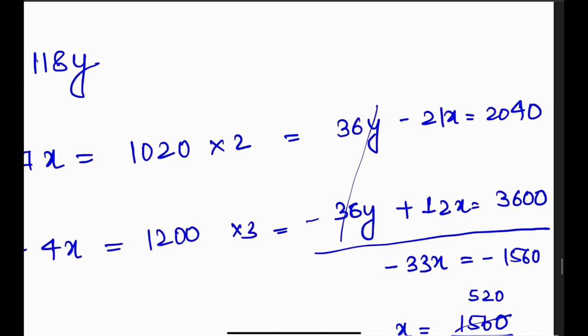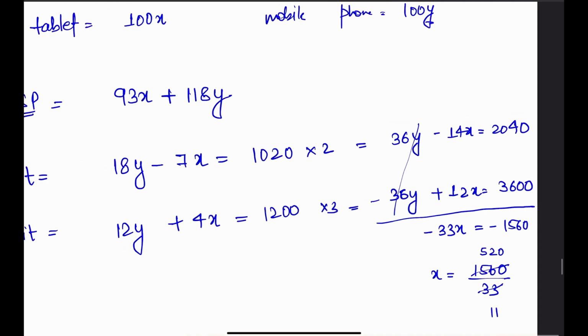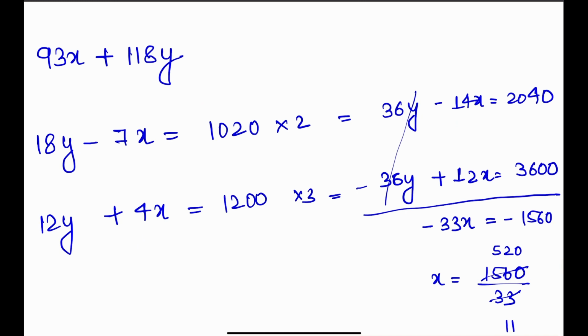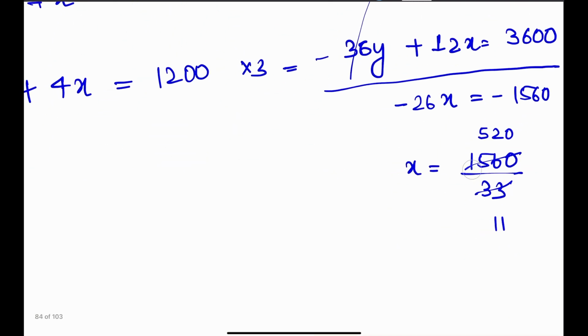This is why I'm making the mistake. 18 2 ja 36, 17 2 ja 14. Now why I took 21, 14, 20 40, and here 3 ja 26, 4 3 ja 12. So it will be 26. So this part will be 1560 upon 26. So 13 2 ja 13, 120, 260.